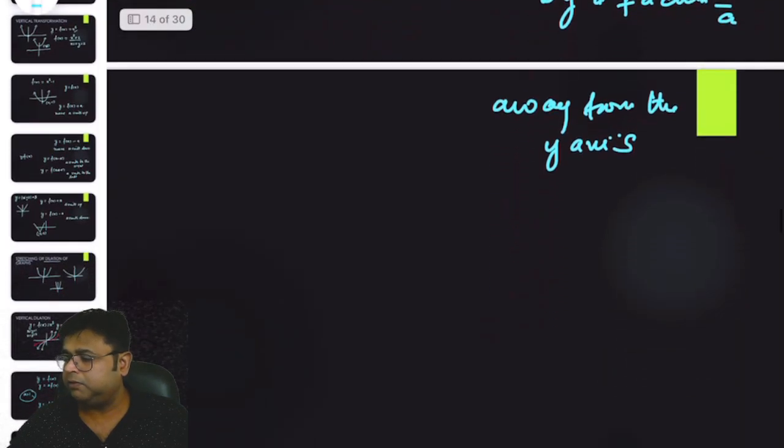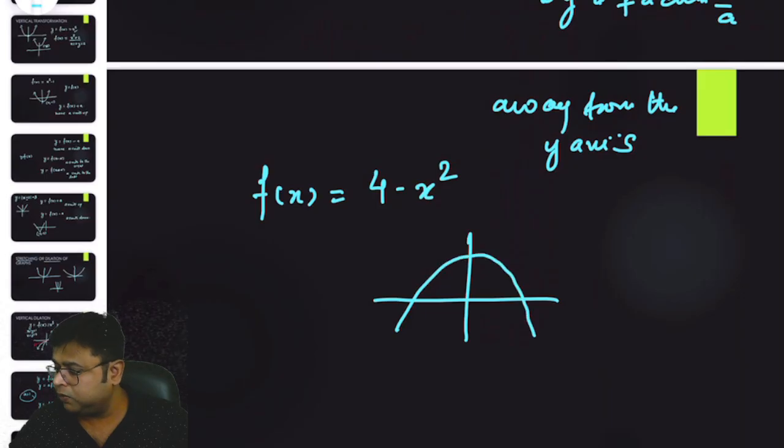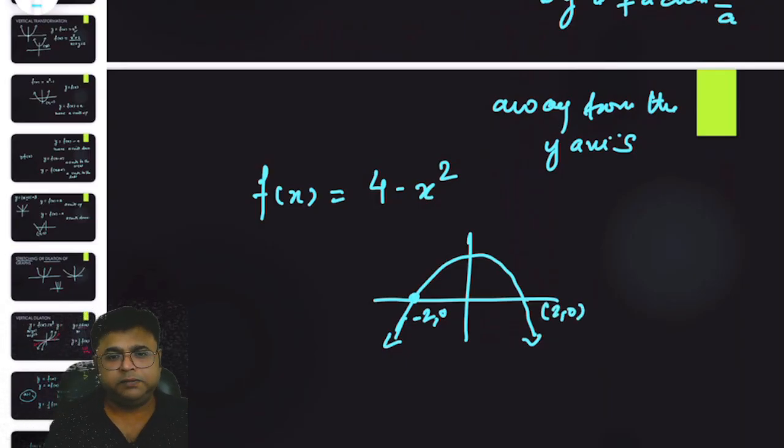To give you another example, suppose I say y = f(x) = 4 - x². The graph of this will be like this, and the roots will be 2 and -2, so the points (-2, 0) and (2, 0). This is how the graph looks for 4 - x².